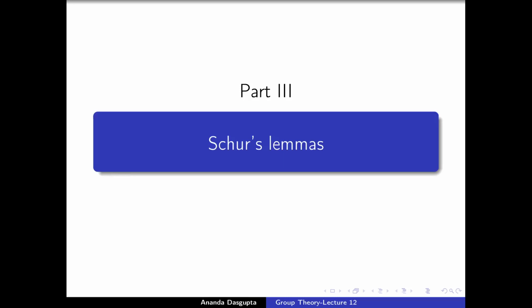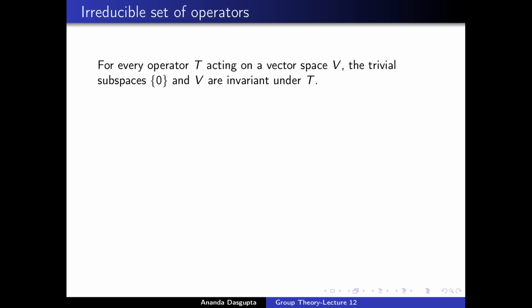In order to state these lemmas in the language of linear algebra, we need to define an important concept first. This concept is that of an irreducible set of operators. Now, to understand what this is, let us realize that for any linear operator capital T acting on a vector space V, there are two subspaces which are always invariant under T. One of these subspaces is none other than the trivial subspace with just the null vector. Of course, a linear operator acting on the null vector will always give you the null vector back. So this set is invariant under the action of T. And the other one is perhaps even more trivially invariant, that is the entire space capital V itself.